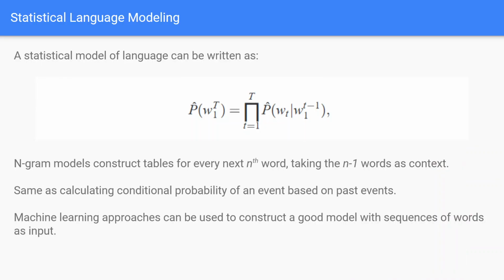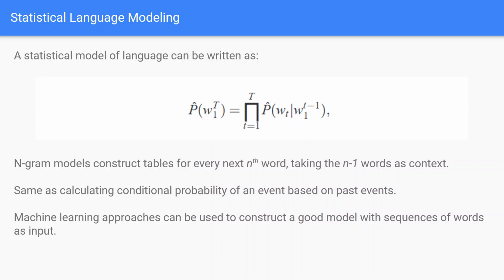However, a real transformation in the way we perceive and analyze vectors was brought by a 2003 paper by Yoshua Bengio, who introduced neural probabilistic language models. He introduced a statistical model of language, which is given here. The idea was that given the context, given the past n minus 1 words in a sentence, can we predict the next word?